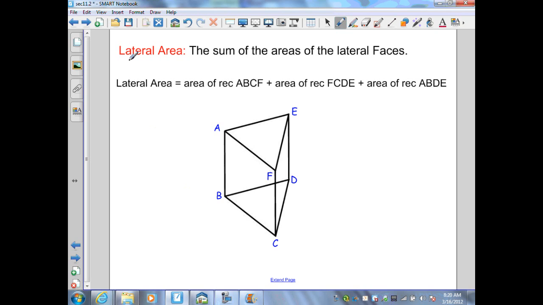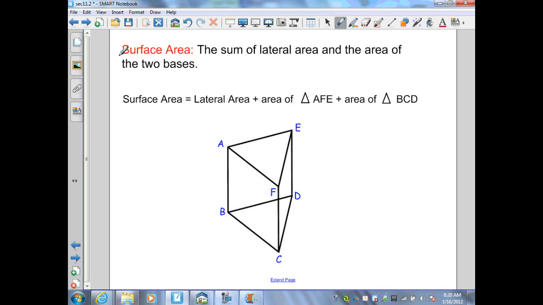The definition of the lateral area of a prism is the sum of the areas of the lateral faces. Therefore, this does not include the area of the bases. Here, our lateral area is equal to the area of rectangle ABCF, plus the area of rectangle FCDE, plus the area of rectangle ABDE.